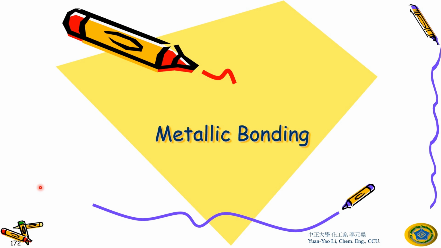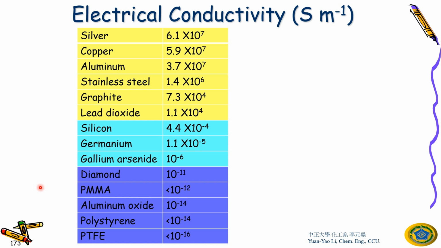Okay, good. Today we will have a new topic, which is metallic bond. So we start with this. We already learned there are three chemical bonding, right? The first one is ionic bond. Second one is covalent bond. And today we are going to learn what is metallic bond.